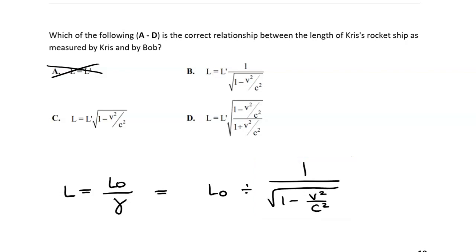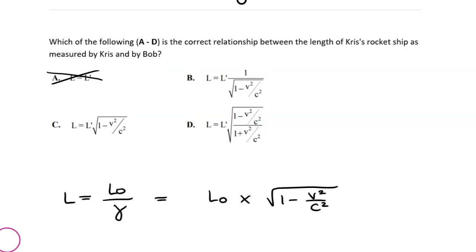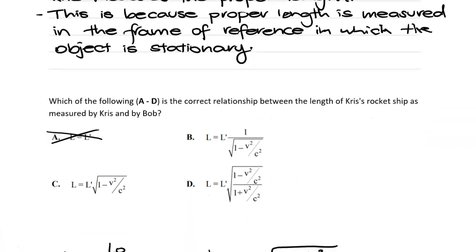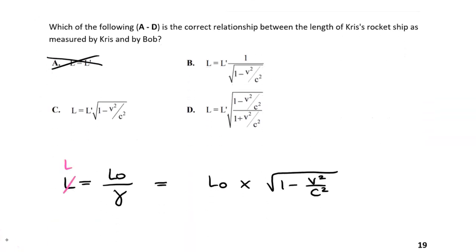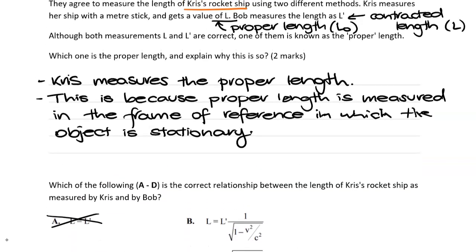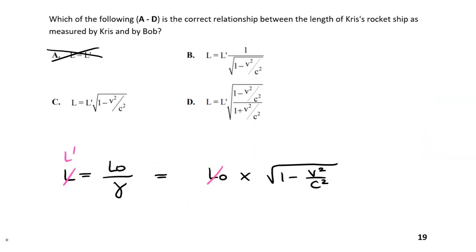Instead of writing it as dividing by a fraction, I could multiply by the reciprocal. So I'll change that to instead 1 over, and I could just write that as this, and I'll change this to a multiplied now. So in this question, instead of L, we need to write L dashed, and instead of L naught, we need to write it as L. So L dash is going to be L times the square root of 1 minus v squared over c squared. Do we have an answer that looks like that?